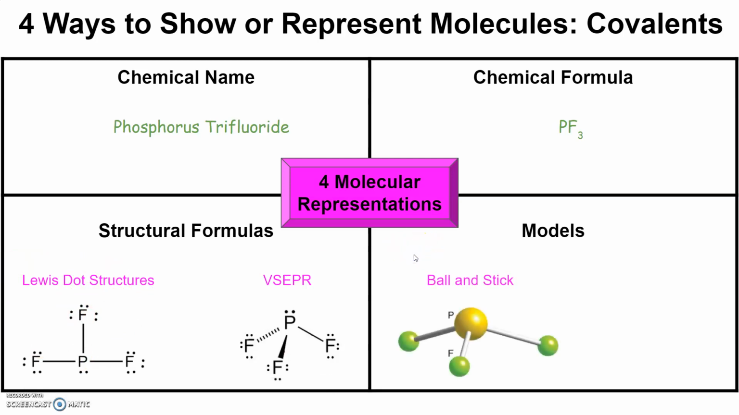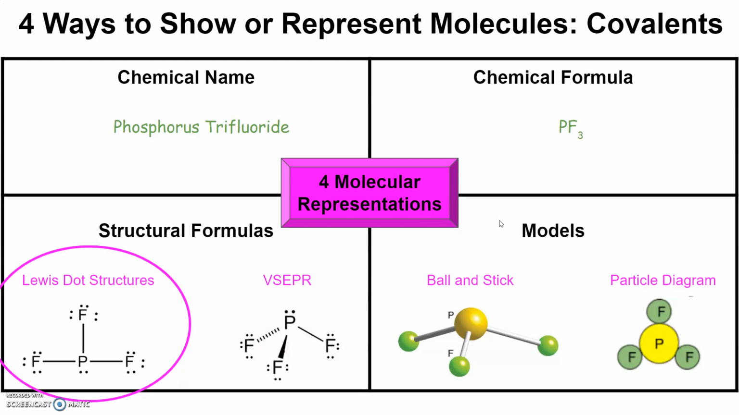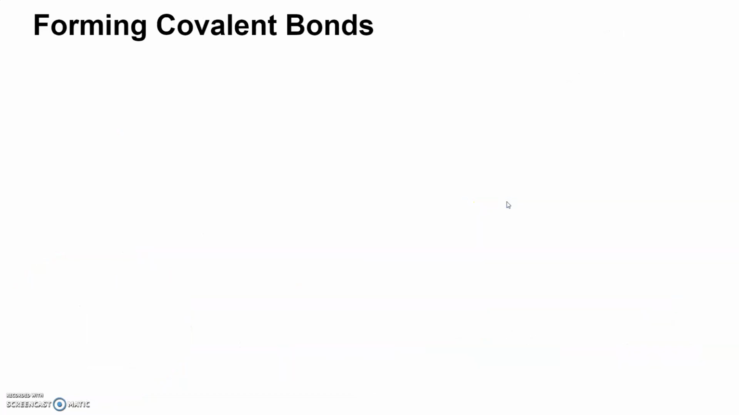Finally, we have models like ball and stick model and particle diagram models. There's many different ways to model a molecule like PF3, and these are some very common ones that you may see. But this is all to say that all of these are representations of the same molecule, and it can be represented in different ways and provide you with different pieces of information. We are going to focus for covalent molecules on Lewis dot structures in this lesson.